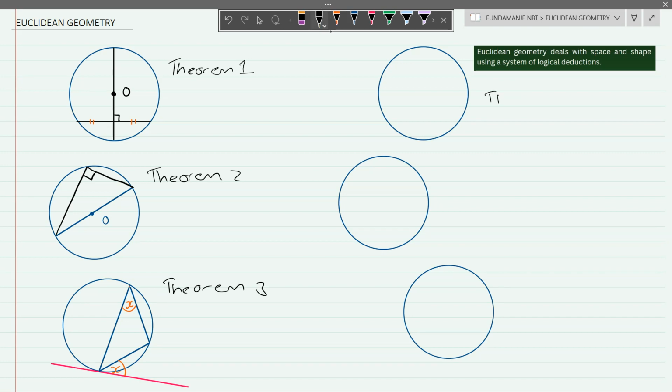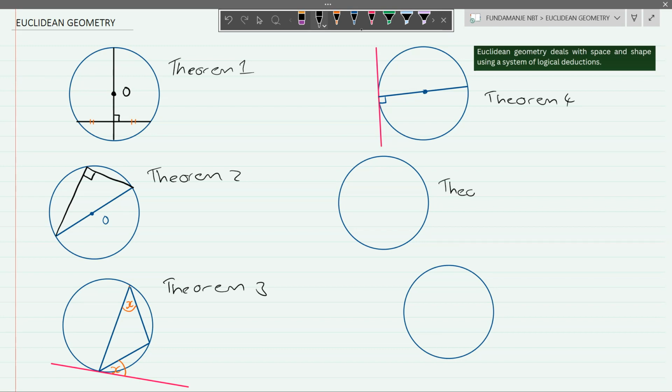Then we can take a look at theorem number 4. Theorem number 4 states that if we have a tangent, so it touches our circle at one specific point, and then we have a line from the center, so a line that passes through our center, it can then be a given that the point where that line and the tangent meet is going to be a 90-degree angle, like that. So that's our theorem number 4.